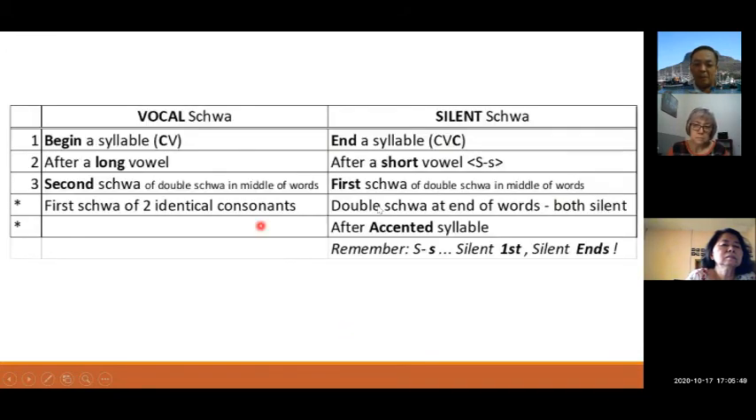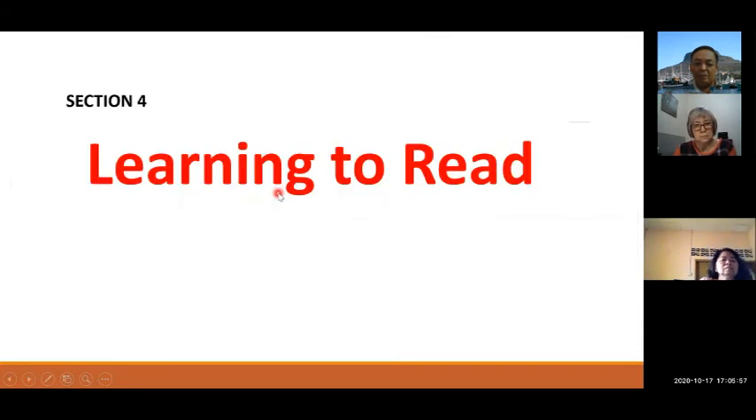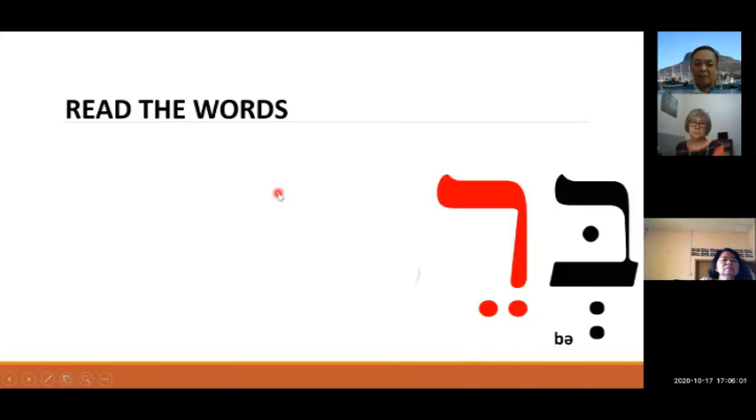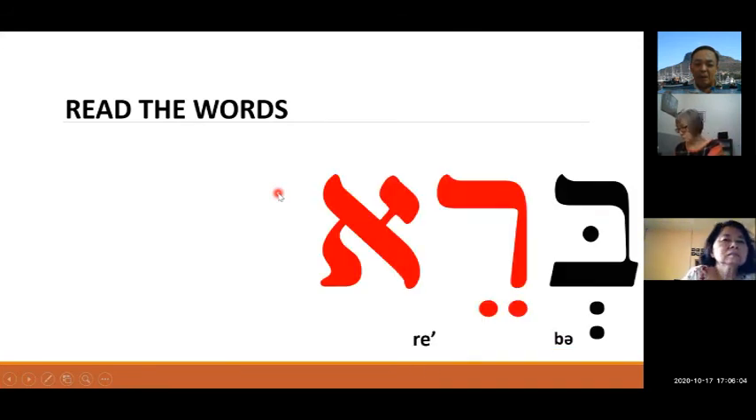I think we will provide you this slide later, to give you an idea how to differentiate between a vocal and a silent schwa. So you can actually learn to read later. But I think time is also running out.